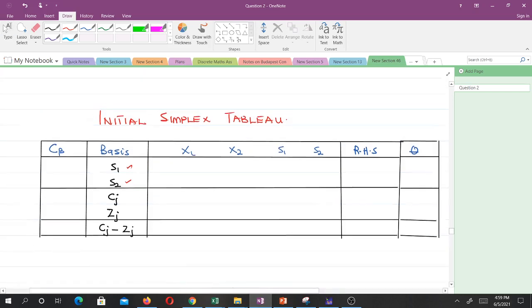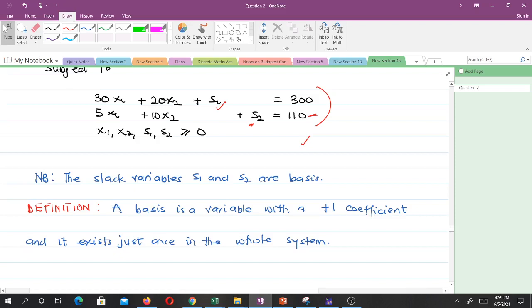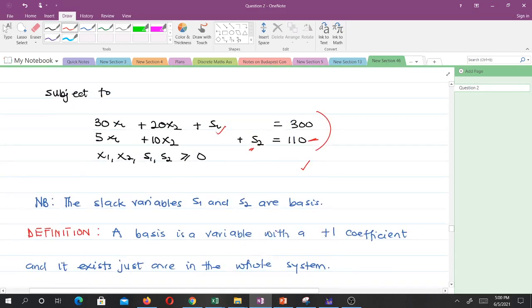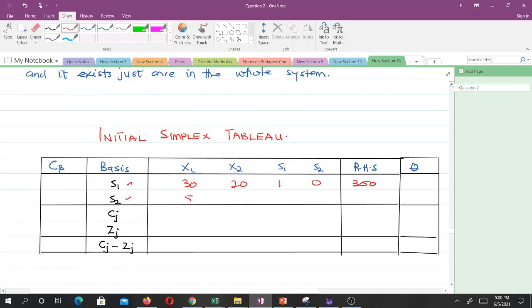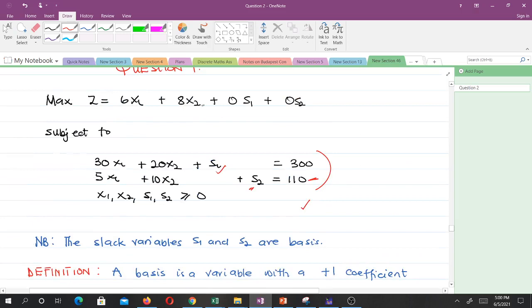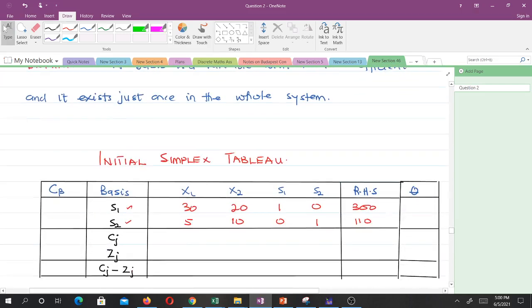So now we're going to fill the table. When we take our first constraint, we have 30x1 plus 20x2 plus S1 equals 300. So filling this, for S1 we will have 30, 20, 1, 0. The right hand side is 300. I hope you get it. Then we'll come to the second constraint: 5x1 plus 10x2 plus S2 equals 110. So we'll get 5 here, 10 here, 0 here, 1 here, and 110. Then the objective function is 6x1 plus 8x2 plus 0S1 plus 0S2. So we'll have 6 here, 8 here, 0 here, and 0 here.